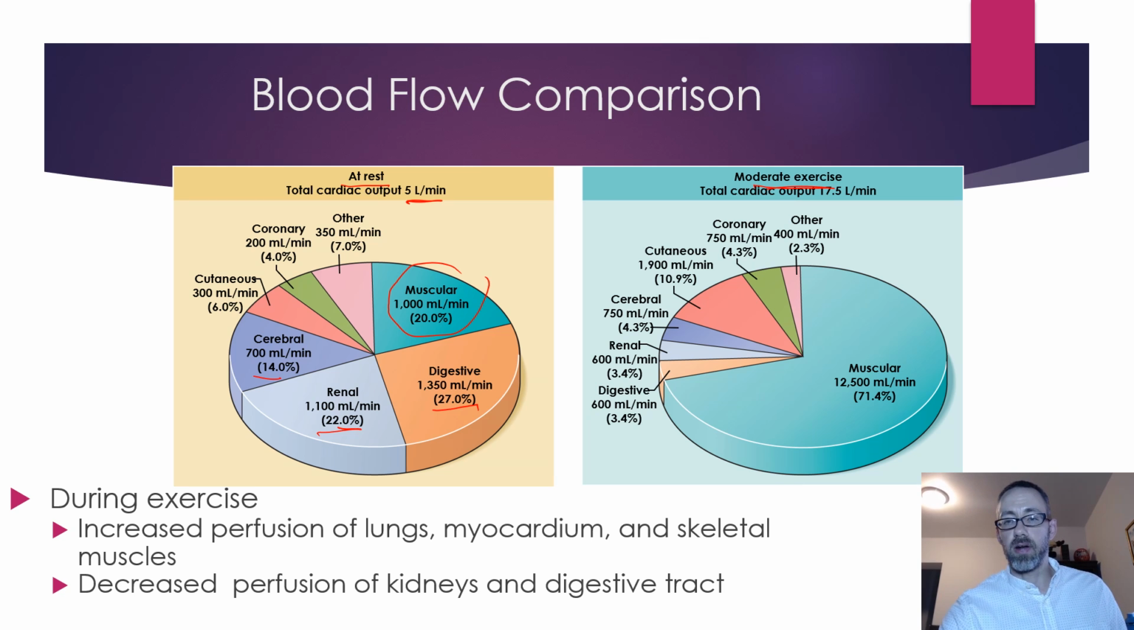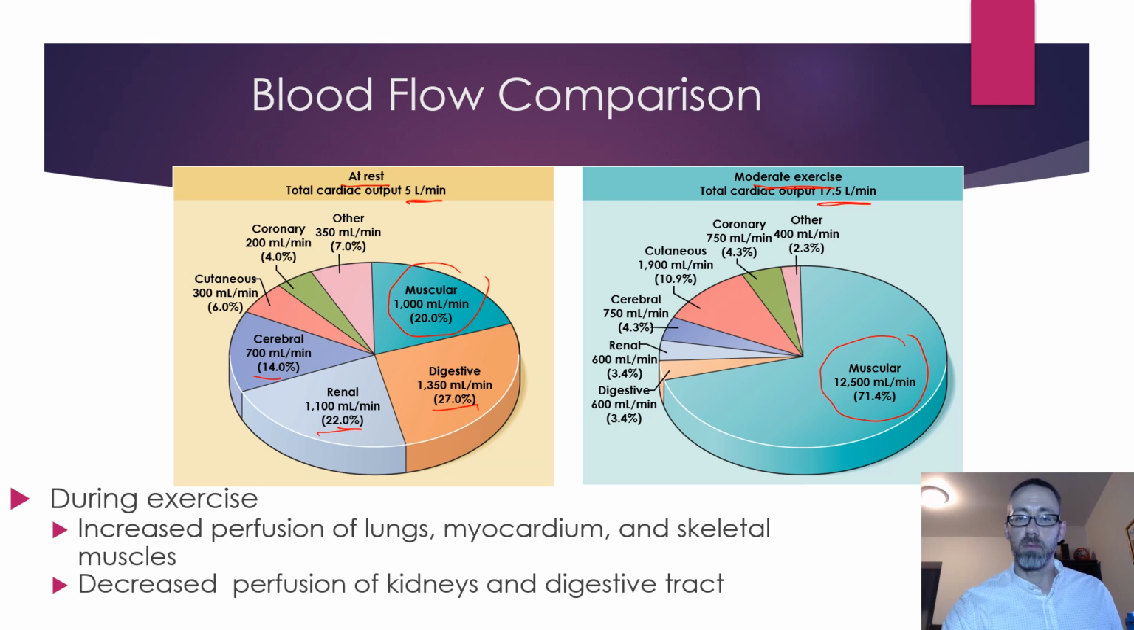But let's say they do moderate exercise. Well, the cardiac output is going to increase to match the demand, right? So the cardiac output goes up. In this case, it went up to about 17.5 liters per minute. But look at the size of the chunk that now the muscles are getting. The skeletal muscles are getting 71.4% of that cardiac output compared to 20% at rest. All right, so this is a very large increase in volume to the skeletal muscle.